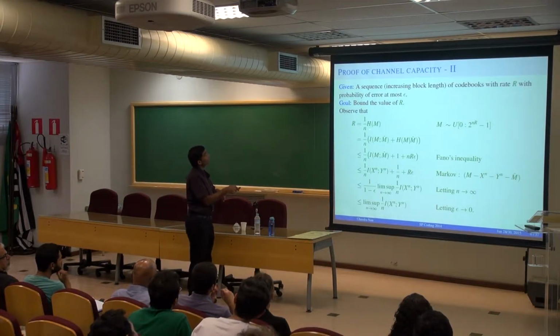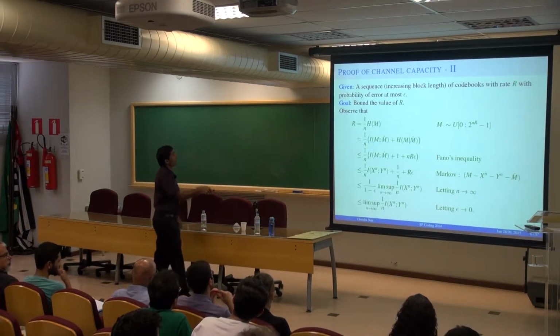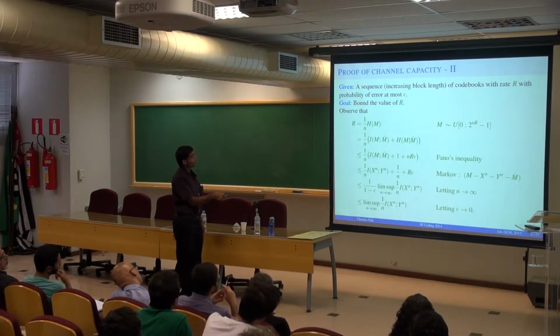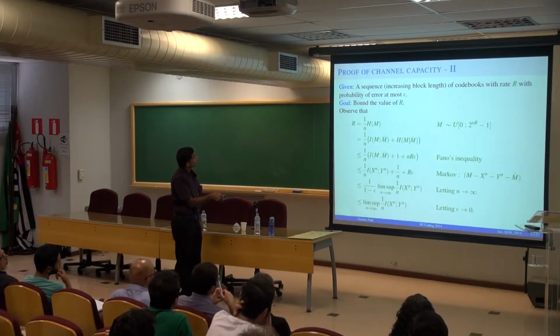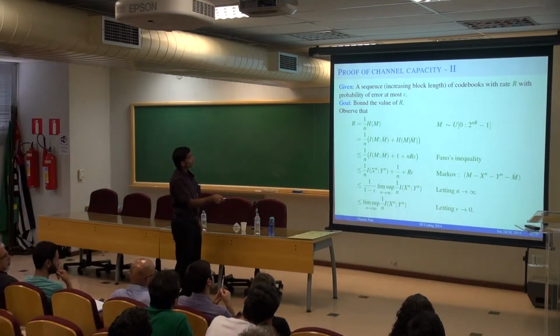By elementary properties of mutual information and conditional entropy, it's I(m; m hat) plus H(m given m hat). Now I have the conditional entropy, which I can bound by Fano's inequality. So it's at most 1 plus n r epsilon, this is Fano's inequality. Now I use the data processing inequality to say that this is at most I(x^n; y^n), because it's just the data processing inequality.